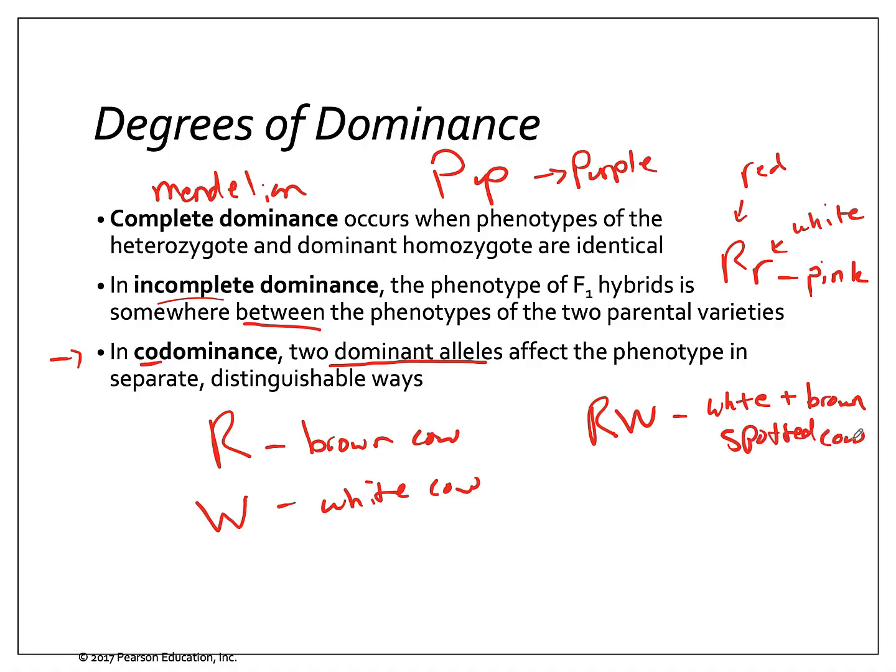So the 2 alleles are both separate. You can see patches of white and patches of brown, and they're distinguishable. The colors are very distinct. You can physically tell me which, if I plucked a single hair from the cow, I would be able to tell if it was white or brown. So it's not a mixing, but both alleles being expressed separately.